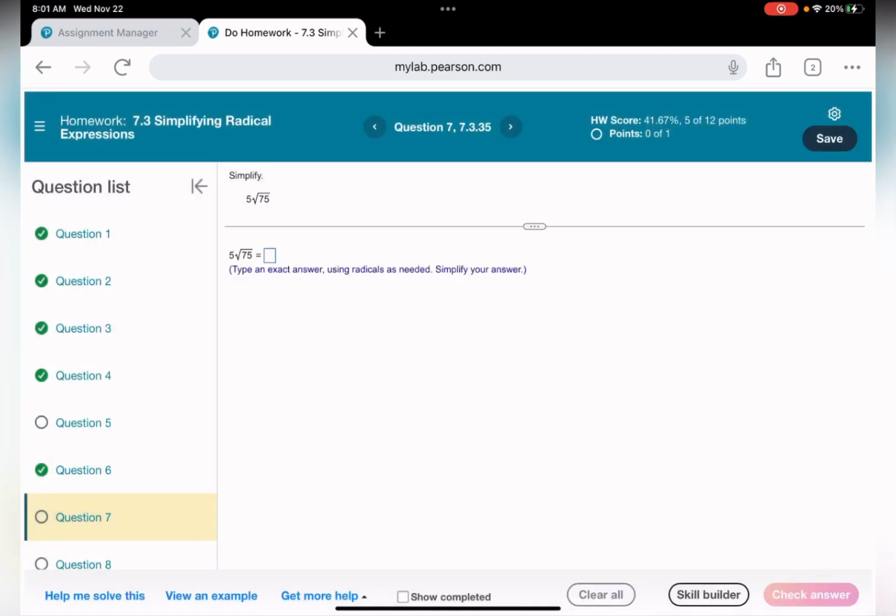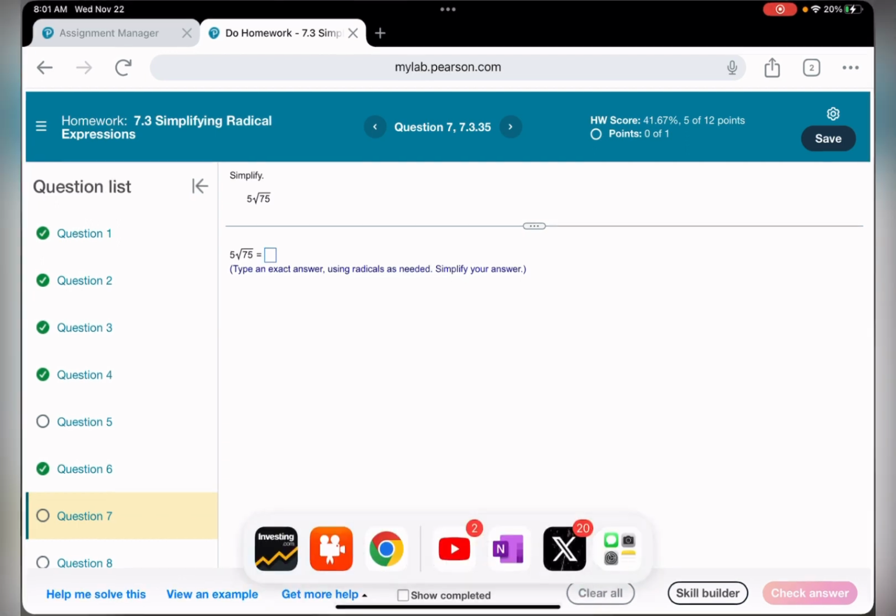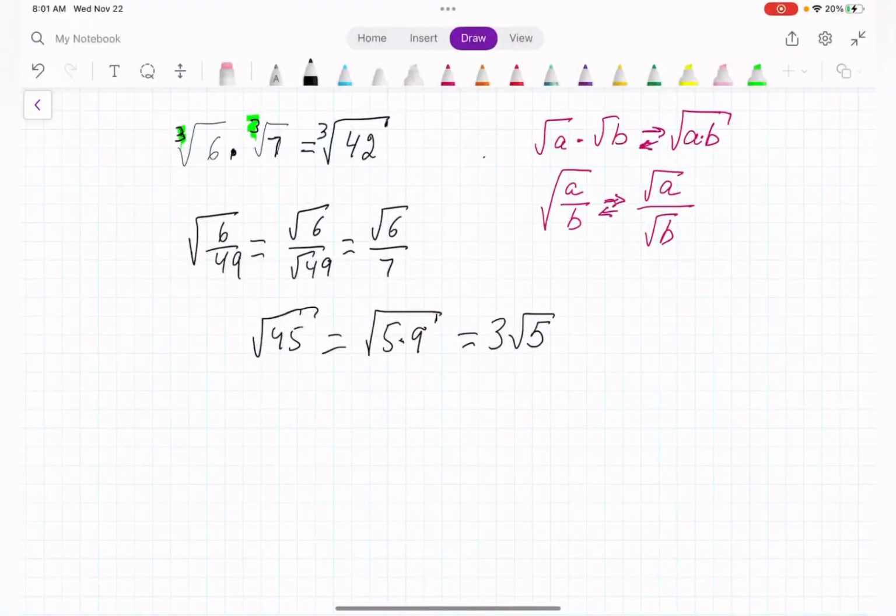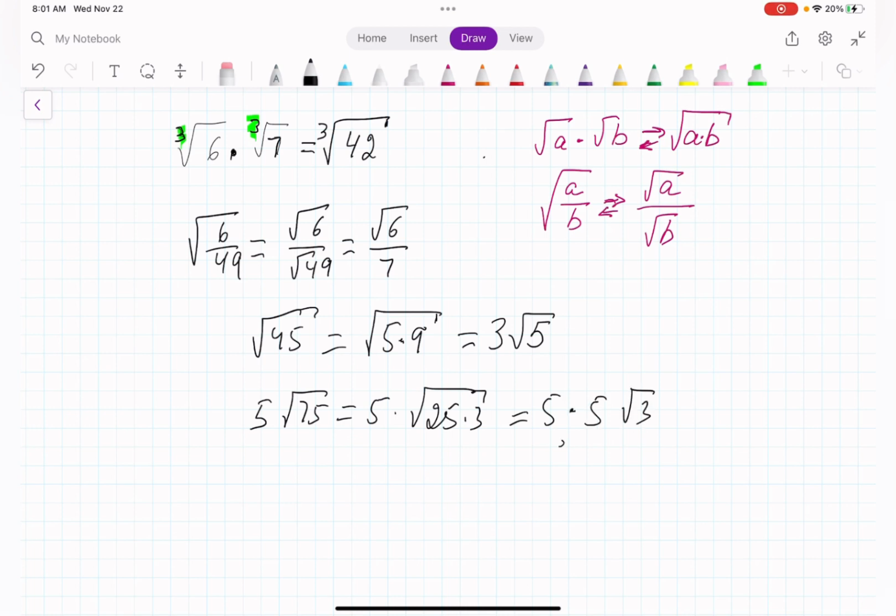Next, 5 square root 75. Let me see, 5 square root 75. I can break down 75 into 25 and 3, right? So 5 stays, square root 25 is 5, and 3 stays. So 25 square root 3.